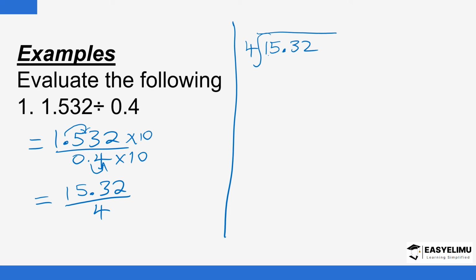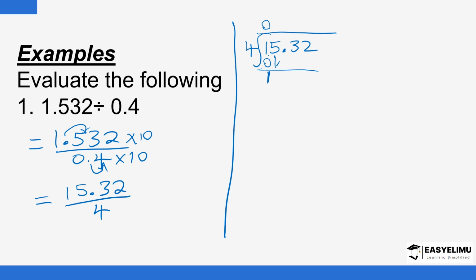So 1 divided by 4 is 0. Just write it there so that we see why we are removing it, where we don't really need to write it. So 0 by 4 is 0. 0 multiplied by 4 is 0. Then you subtract, here is 1.